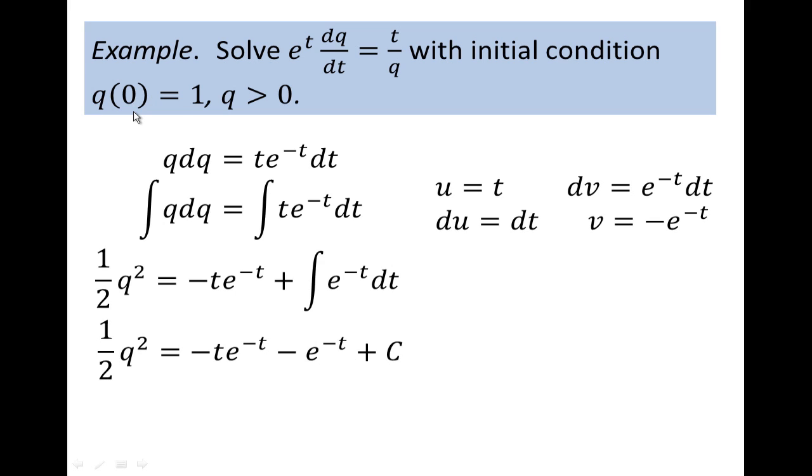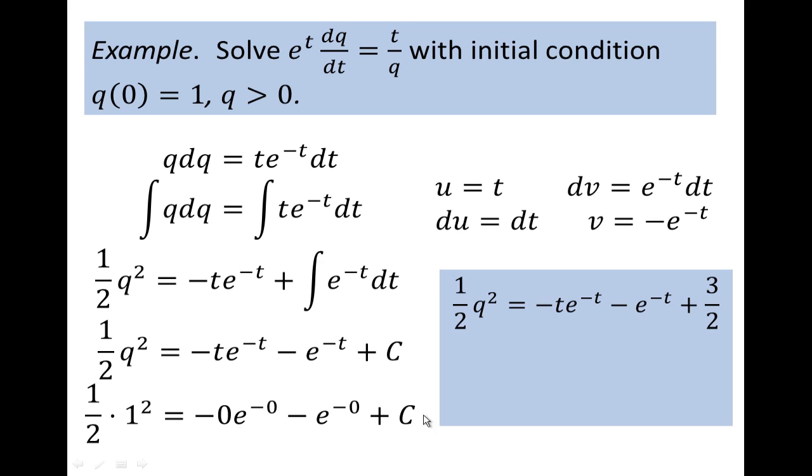So now we're going to take advantage of our extra information, the initial condition, q of 0 is equal to 1. So I'm going to replace all of my t's by zeros, replace q by 1. So 1/2 of 1 squared basically is equal to negative 1. This is the only thing that survives those zeros. e to the 0th is 1. So we have minus 1 over here. If we add 1 to both sides, I've got 1/2 on the left side, add 1 to both sides, I get 3/2. So 3/2 is going to be what my constant is. So we're going to put that in.